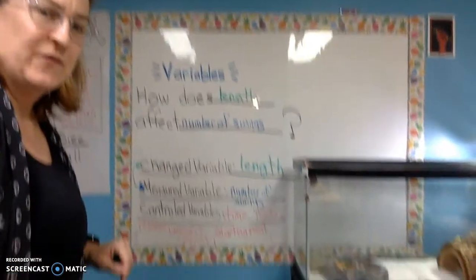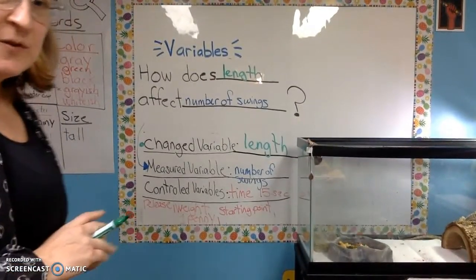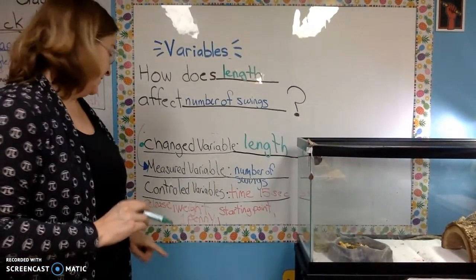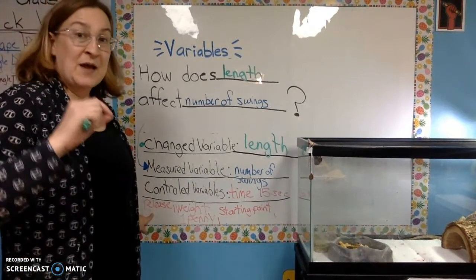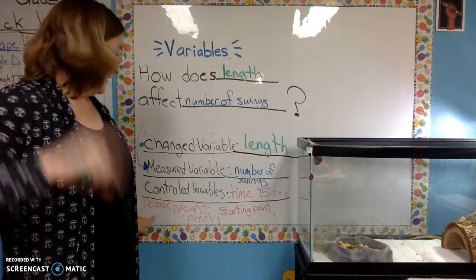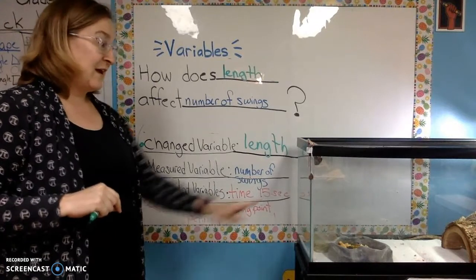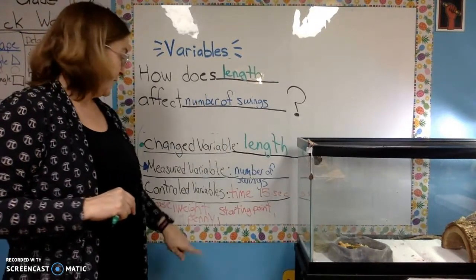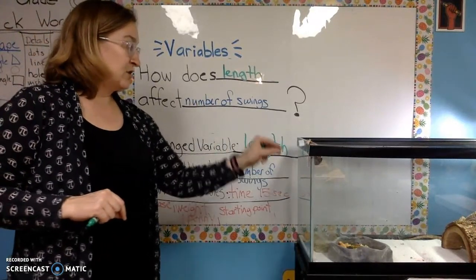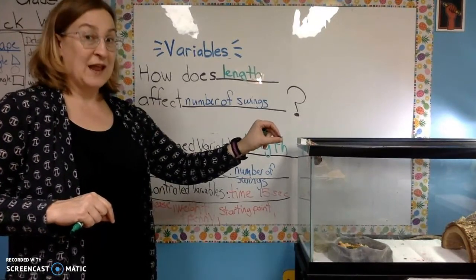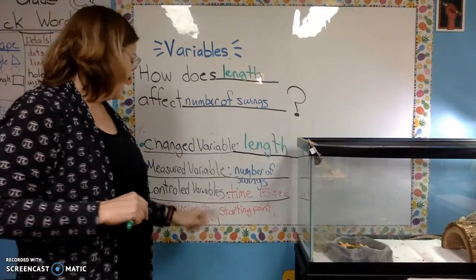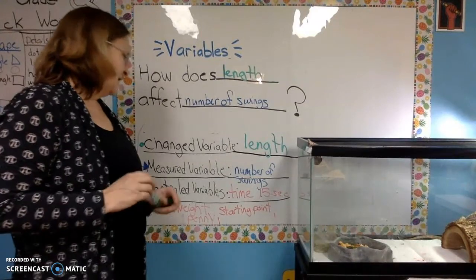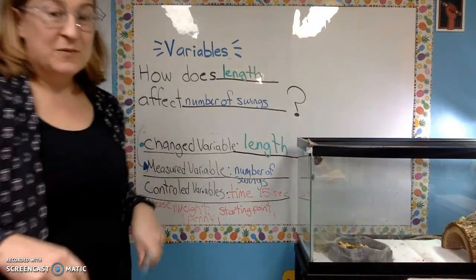Let me move this camera for you. Those control variables are time of 15 seconds. The release, I am not giving it a push. I do a gentle release. The weight, I am keeping the weight the same, one penny. The starting point, I am starting parallel to the floor or table height. A lot of kids call it table height. And one penny, that's the weight, that's staying one penny. So lots of variables are staying the same.